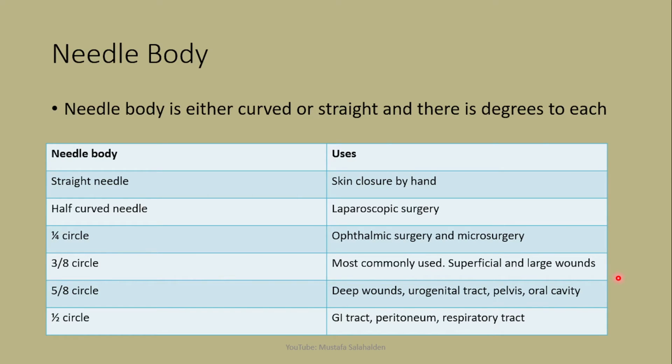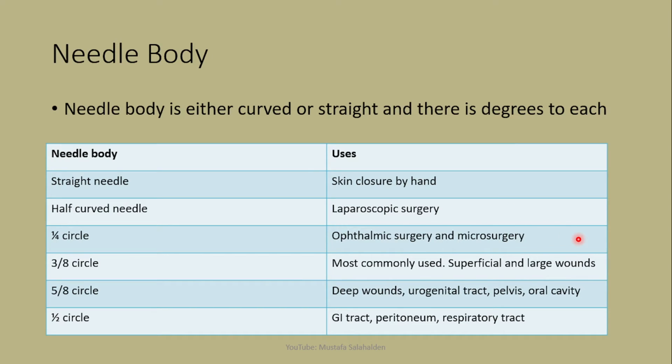So now, for the needle body. The needle body is either curved or straight, and there are degrees to each of those. So straight needles, as shown in this table, which describes the needle body and the uses of each one. The straight needles are used by hand for skin closure, but those are rarely used. And the half curved needles are used for laparoscopic surgery.